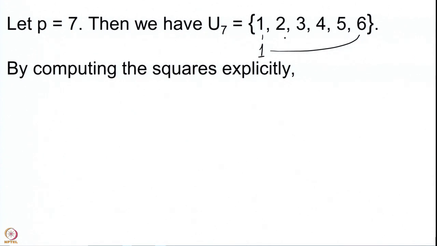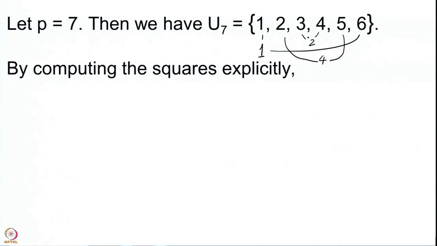2 will give you the square 4, and minus 2 which is 5 will also give you the square to be 4, because 5 squared is 25 which is 4 modulo 7. And 3 as well as 4 will give you the square to be 2.